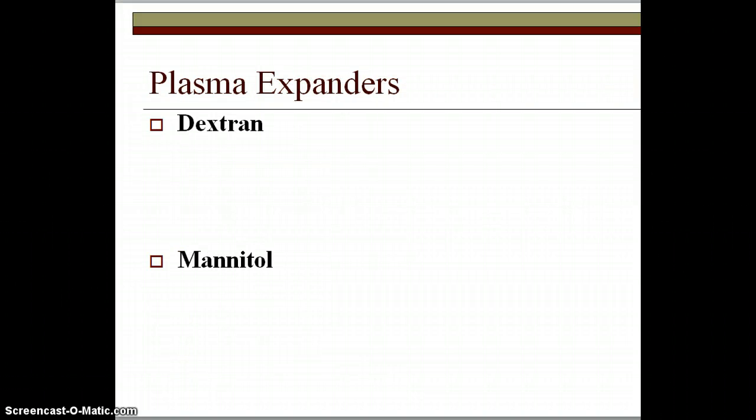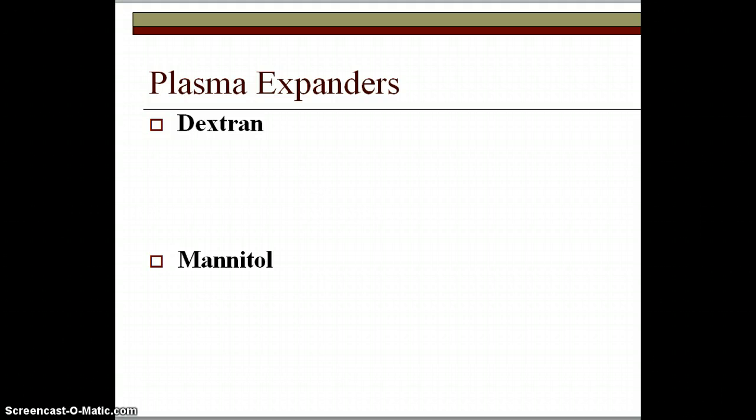Next on the list is looking at our plasma expanders such as dextran and mannitol. Our colloid solutions contain protein or starch molecules. They remain distributed in that extracellular space. They increase your fluid volume. They're used with large fluid losses, severe trauma, hemorrhage. You'll see these used to help expand the blood, and it's because they're larger protein molecules. They're able to do that. They can remain in the vascular space for several days.